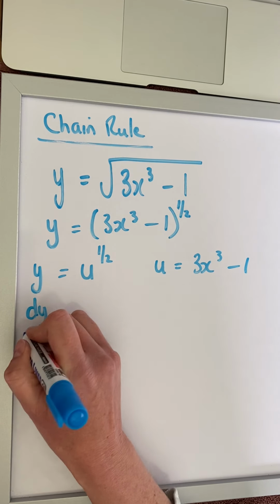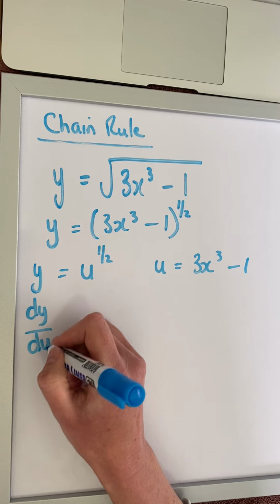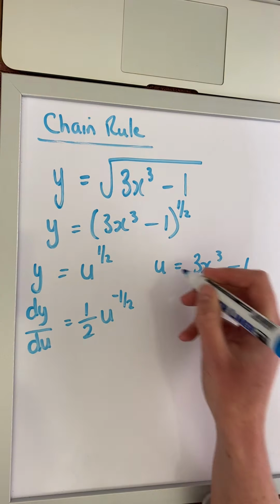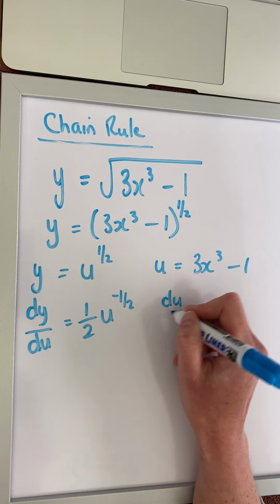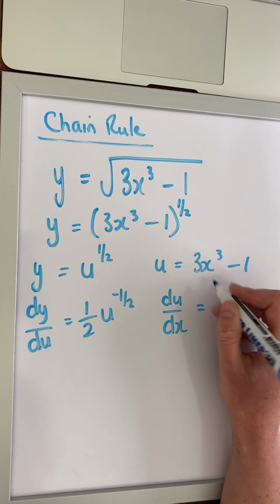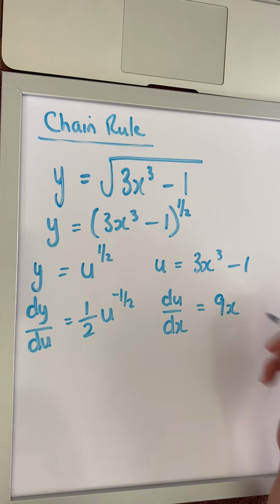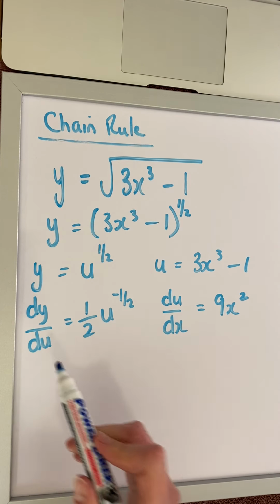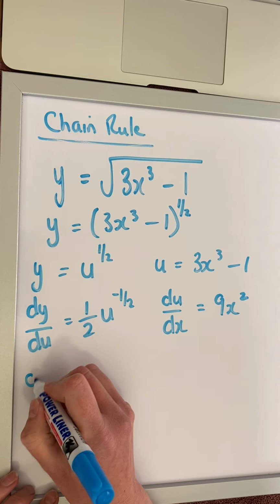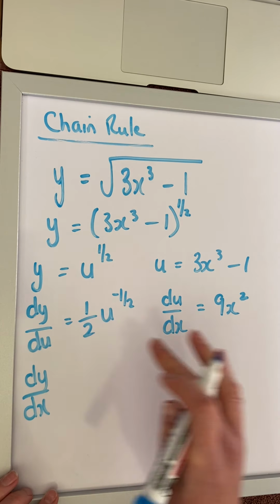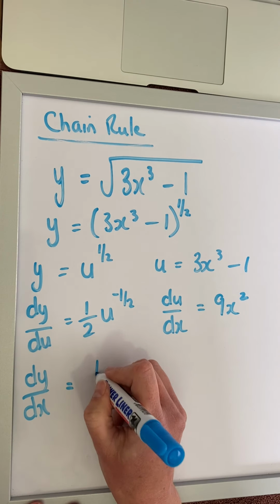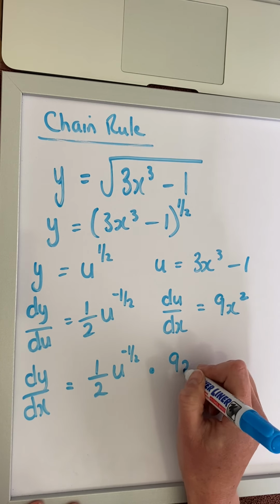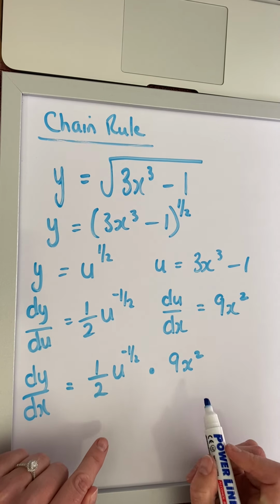So again, differentiating separately here from this expression, we can get dy du, which is a half u to the power of minus a half. From this expression, we can get du dx, which is 9x squared. And then our final answer is to multiply them together, because remember, dy dx is dy du multiplied by du dx. So we start off by saying it's a half u to the power of minus a half multiplied by 9x squared, then we can start tidying it up.